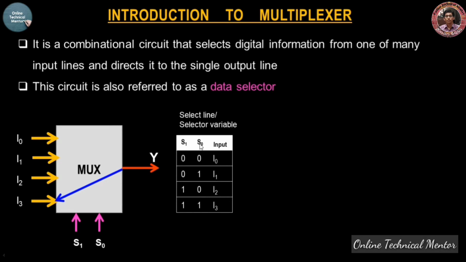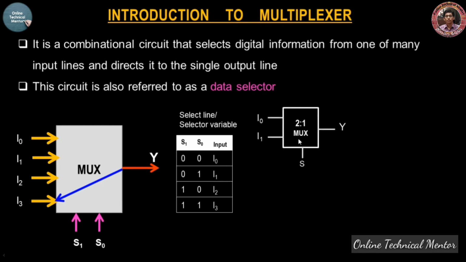Now when S1 and S0 are both in the 0 state, the dialer will connect with the I0 input. So the data at the I0 input will be directed to the output. Next, when S1 and S0 are 0 and 1, then the dialer will connect to the I1 input. The data at I1 will pass through to the output. Similarly, when S1 and S0 are 1 and 0 respectively, it will select I2, and when both S1 and S0 are 1, it will select I3. So this process is called multiplexing.